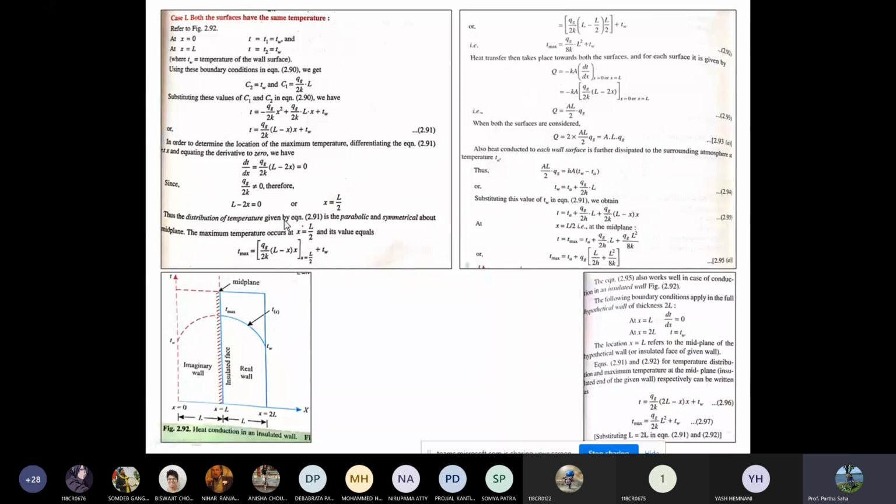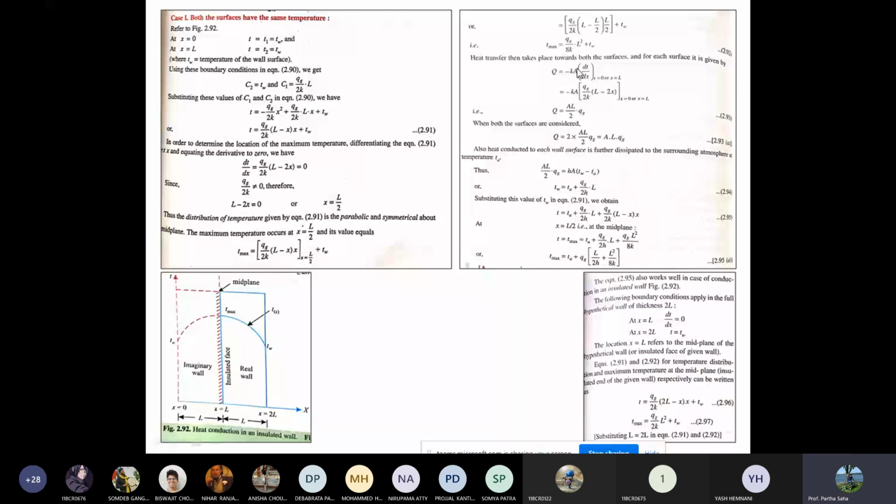So the distribution of the temperature given by equation 2.91 is parabolic and symmetrical about the midplane. The maximum temperature occurs at x equals L by 2, and its value is Tmax. You can put L by 2 here. So Tmax will be Qg by 2k (L minus x) times x, with x equal to L by 2, plus Tw. You put all the values, and it becomes Tmax equals Qg by 8k L square plus Tw, right? So this is the maximum temperature.